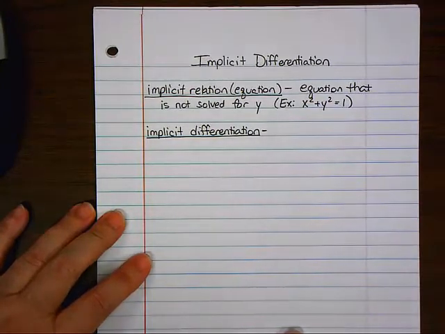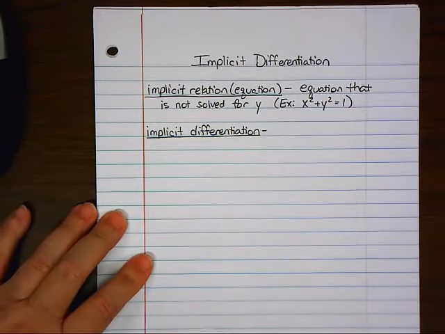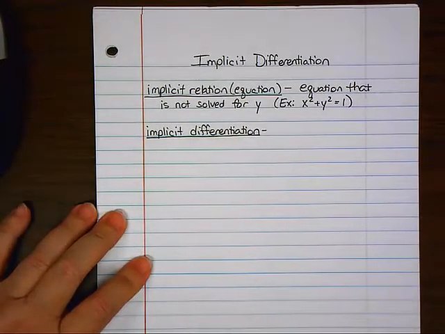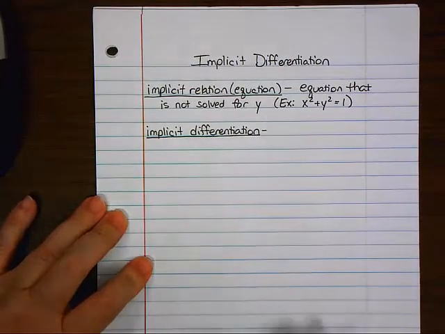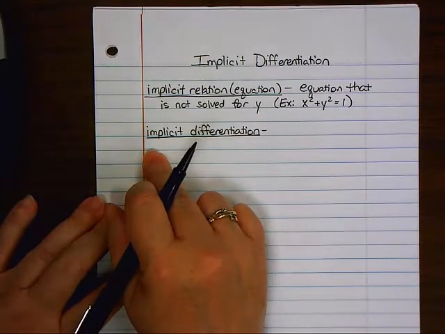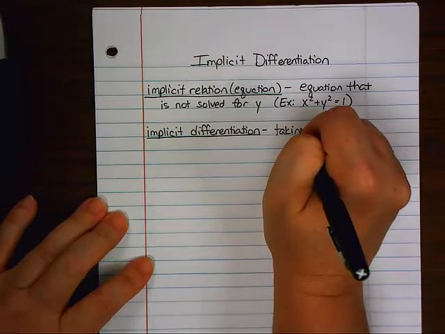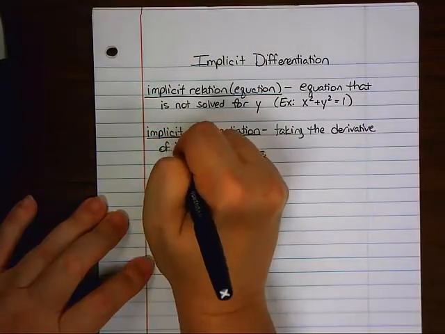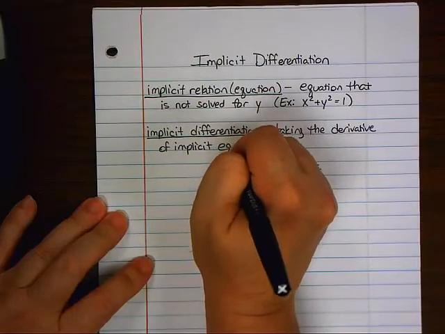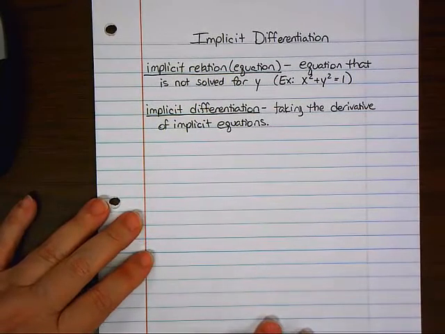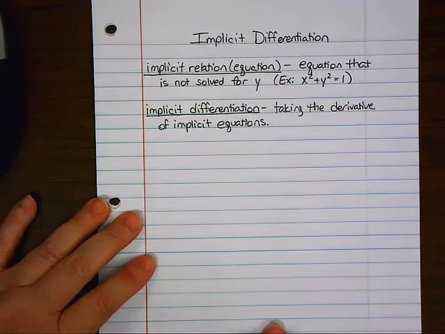So far, in the last few weeks, I have taught you how to differentiate functions using the product rule, the quotient rule, the power rule, and the chain rule. What does differentiate mean? It means to take the derivative. Haven't I taught you how to take the derivative using the power rule, the quotient rule, etc.? So implicit differentiation means taking the derivative of implicit functions or implicit relations. So it means taking the derivative of implicit equations. So that's what you're going to learn how to do today, is how to take the derivative of an equation that is not solved for y.